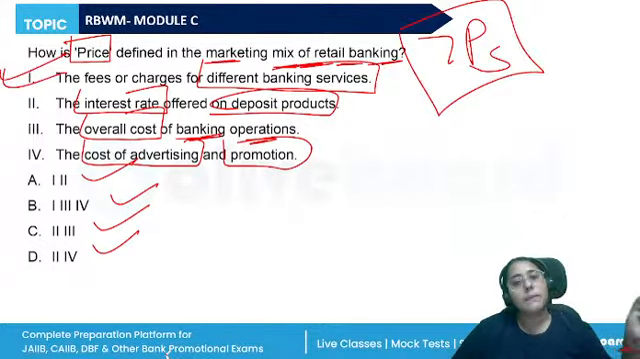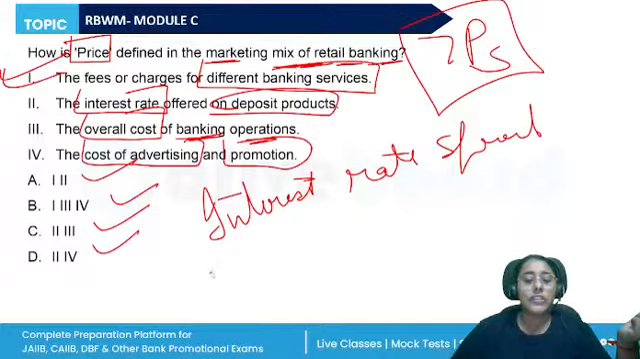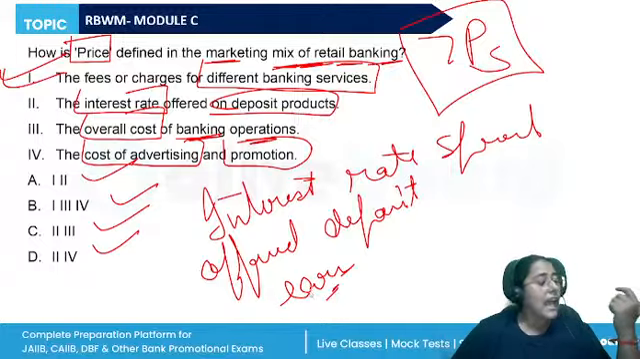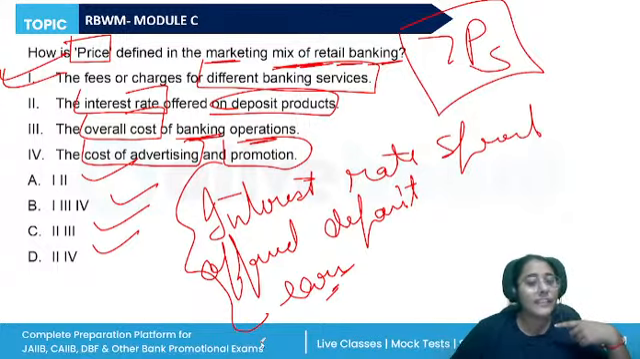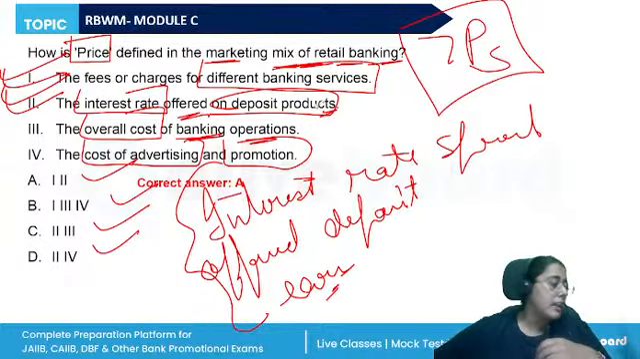If you remember, in our module A also, we have discussed the interest rate spread, right? The price or the interest which is offered on deposit by the bank, and the price or interest which is earned on the loans and advances and the securities by the bank. So that is the price, right? It is the fees or charges for the different banking services and the interest rate offered on the deposit products.